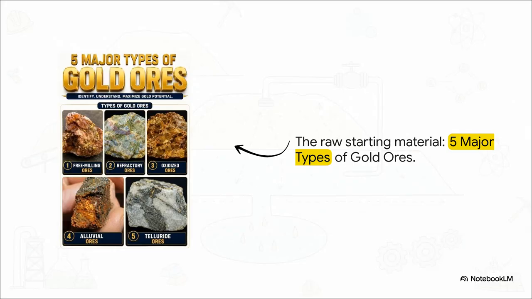Starting with Section 1, Demystifying heap leaching. Now, before any extraction can even begin, we've got to look at our raw starting material. We are generally dealing with the 5 major types of gold ores, specifically the low-grade, oxidized, or free-milling varieties. Now, because the gold grade in these rocks is so remarkably low, spending an absolute fortune and massive amounts of energy to aggressively process them, it just doesn't make economic sense. We need a method that's efficient, highly scalable, and perfectly tailored to these specific rock types.